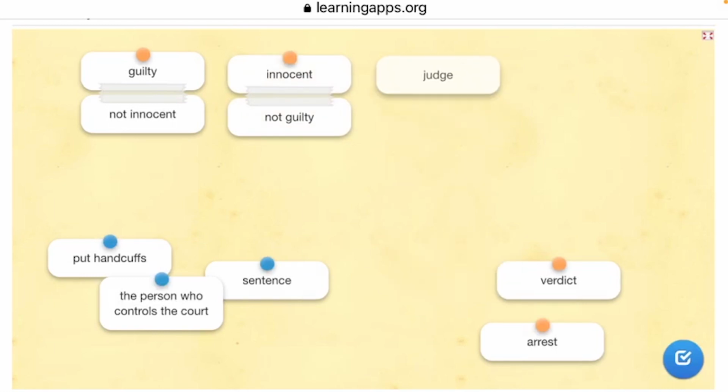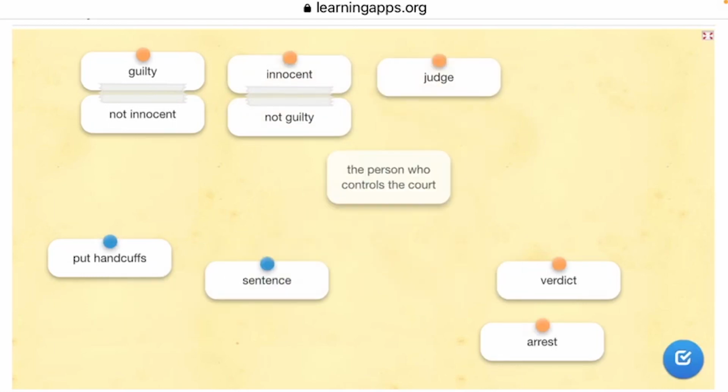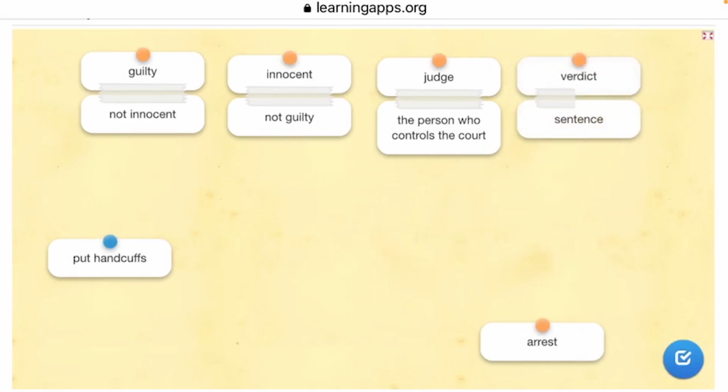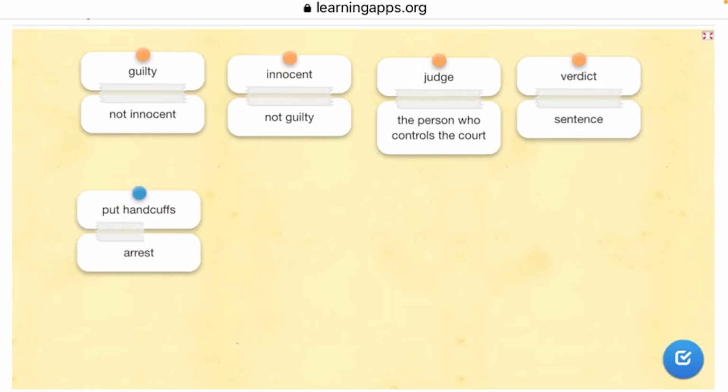The judge is a person who controls the court. And when the judge is making a verdict, he is passing a sentence. When a policeman puts handcuffs on a suspect, he is arresting them. Let's check the answers.